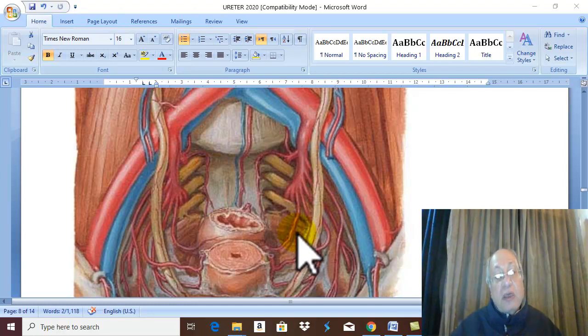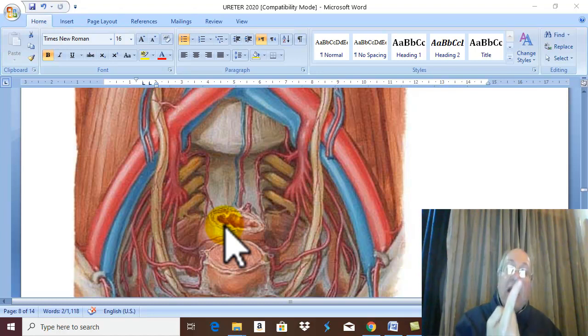Therefore, a ureteric stone in the pelvic part of the ureter can be felt by per rectal examination, which is called PR examination. In PR examination, the doctor puts a finger in the rectum and feels the pelvic organs, right and left structures, anterior structure, posterior structure, etc.